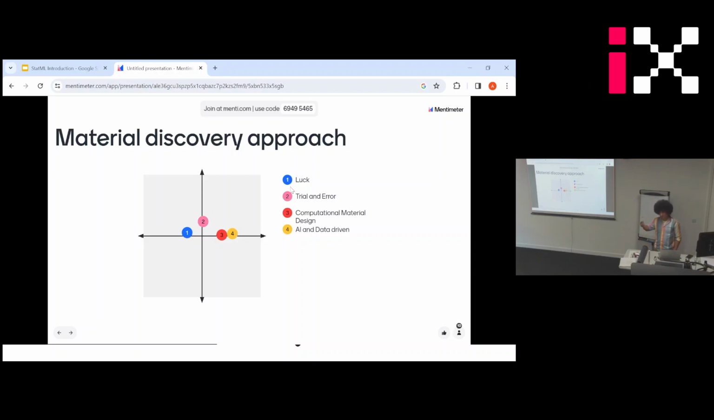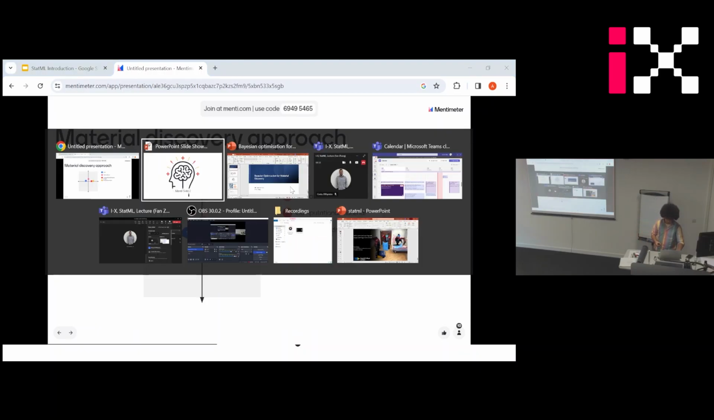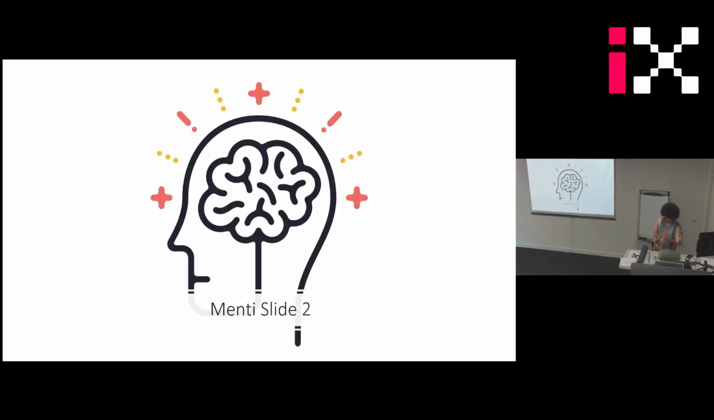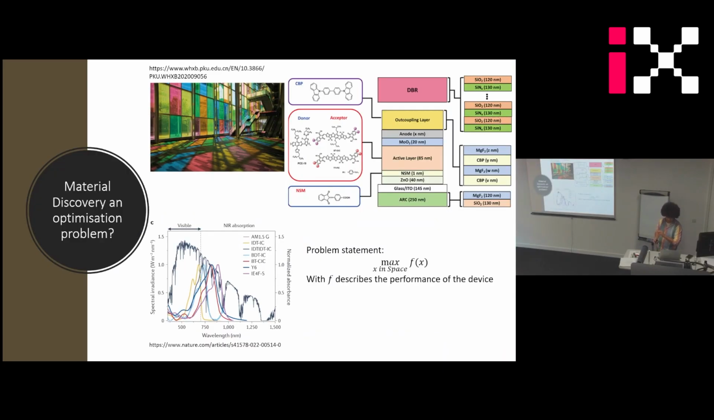And yeah, these are questions that stay in your mind whenever you think about material discovery and AI and computational approaches. Okay, I'm just going to pop back to the slides and now go into the question of material discovery. Is it actually an optimization problem?